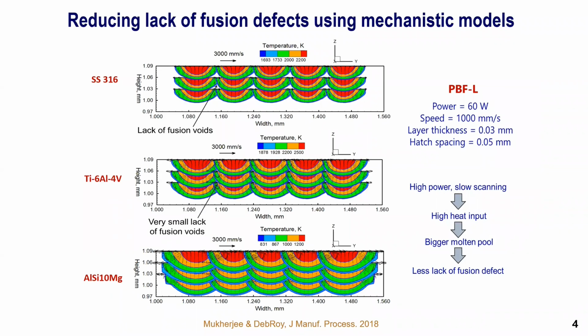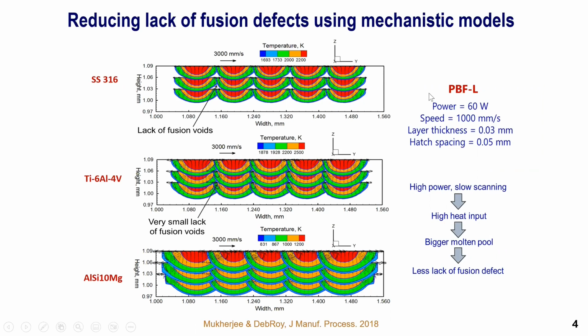Our initial work, done about 5 years ago, focused on mechanistic modeling, in which we solved the equations of conservation of mass, momentum, and energy to find the fusion zone geometry, temperature fields, velocity fields, solidification parameters, and a whole host of other things. We are doing similar things, except here it is for multiple layers and multiple hatches.